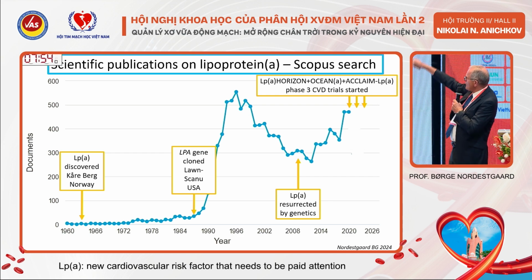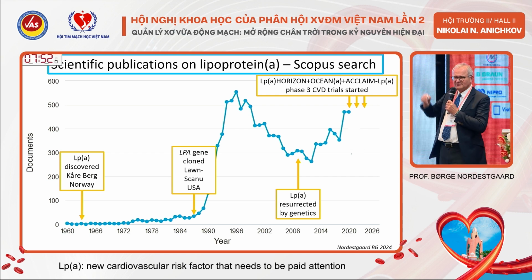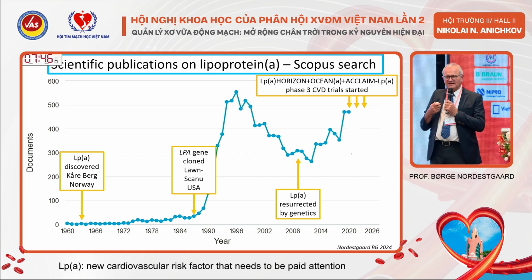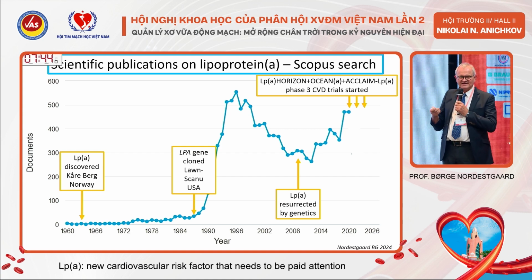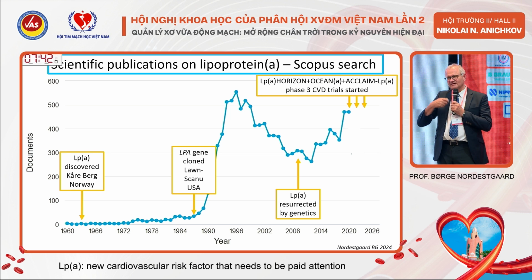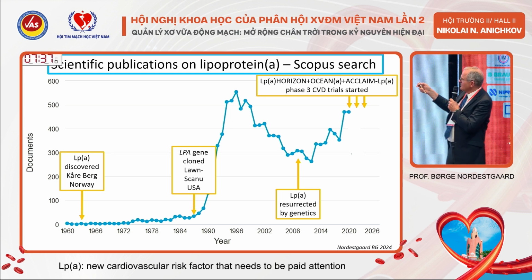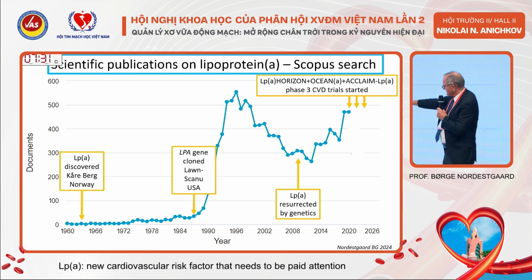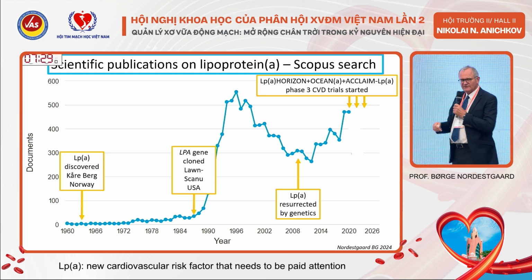Then the increase went way up, and then came some American studies from the Women's Health Study that said Lp(a) is not important. It turned out it was just because they made a really bad assay and used frozen samples. Later they published again that this was flawed. But see what a group from Boston can do: it really made the interest in Lp(a) go way down. Only in 2009 can you say Lp(a) was resurrected by genetics.